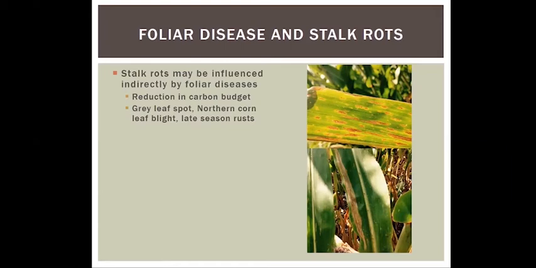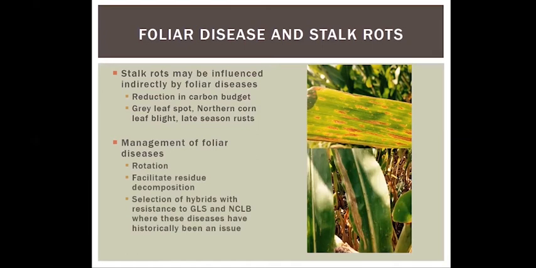Our most common diseases that we deal with in Illinois are gray leaf spot, northern corn leaf blight, some of the late season rusts, and on some occasions tar spot can also be an issue. So anytime we're reducing that green tissue and we're still filling the grain, that could potentially enhance our issue with stalk rots. So management of foliar disease is going to be very important as well.